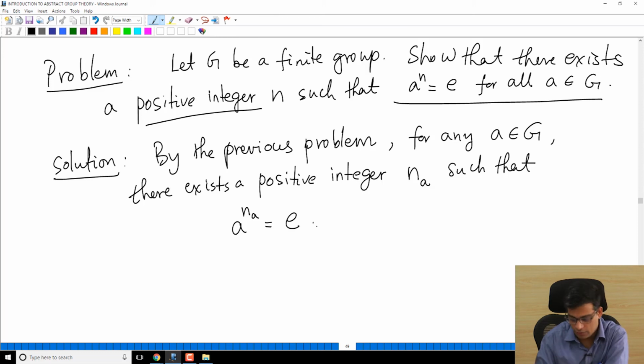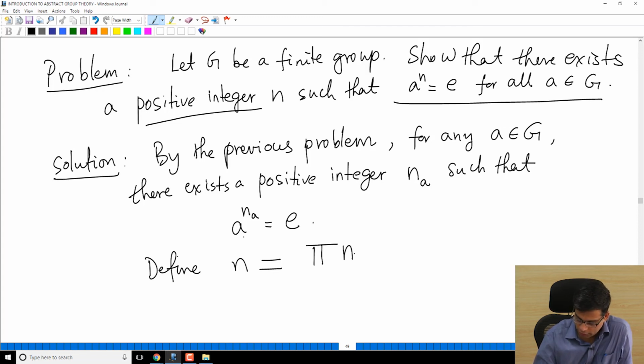Now, we have one such positive integer for every element a of G, but again let us use the fact that G is a finite group. So, we have n a for every small a in G. Now I simply define n to be the product of n a over all a in G.